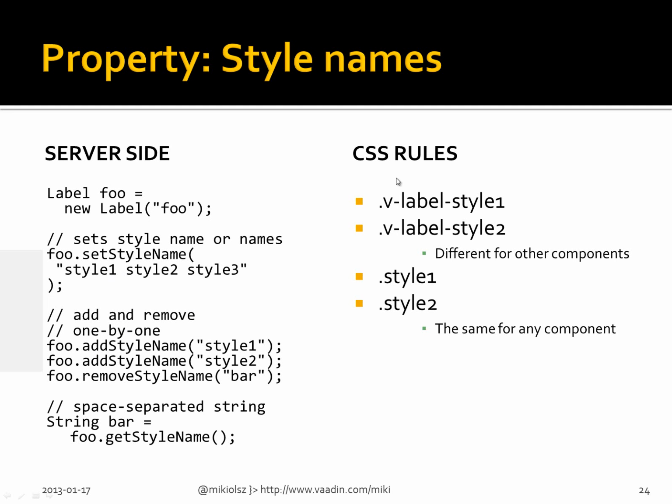And these are the CSS rules, so if we use these two lines here, so add style name style 1 and style 2, we can have these four. So all the labels with this style will have label style 1 and label style 2. If we have buttons, then we will have v-button style 1 and v-button style 2. Both labels and buttons will have style 1 and style 2 class.